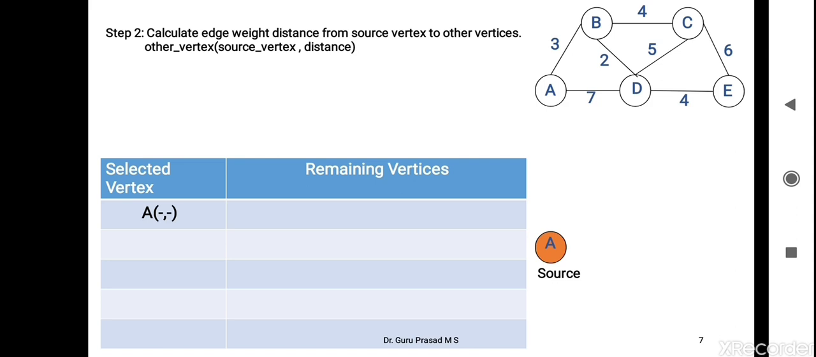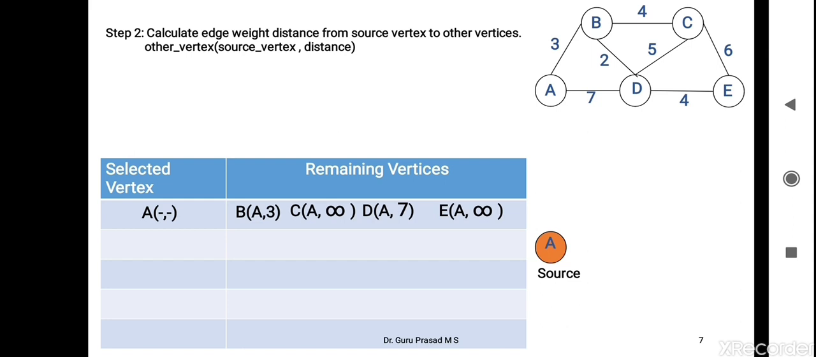Step 2. Calculate edge weight distance from source vertex to other vertices. The other vertices are B, C, D, E. First I am calculating the distance for B: the other vertex is B, source vertex A, and the distance A to B is 3. Next for C: A to C is infinity because there is no direct edge from A to C. A to D is 7, as there is an edge from A to D. A to E is infinity because there is no direct edge from A to E.